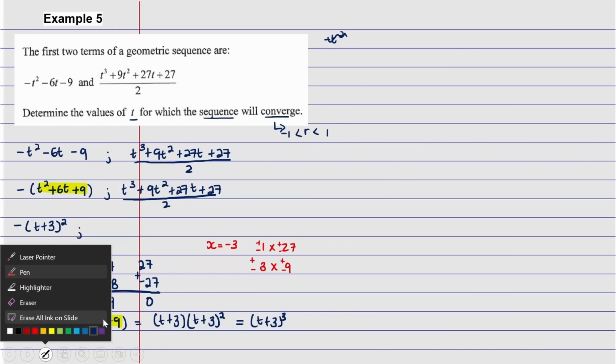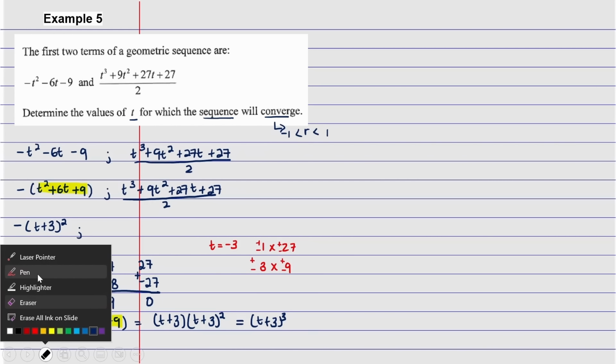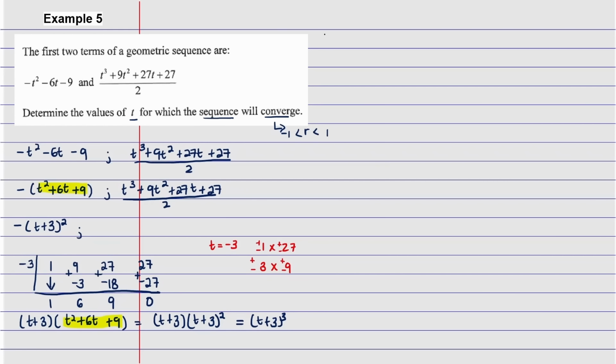Let me just fix this one. Remember that we're dealing with t. Just want to fix that one. So this is t. Now we know that this numerator is going to be equal to this. So let's rewrite it here. Let me just erase this part. So our two terms are going to be the same as negative t plus 3 all squared, and the other one is t plus 3 all cubed. Then this is going to be divided by 2, right?